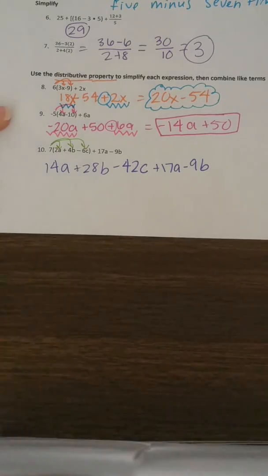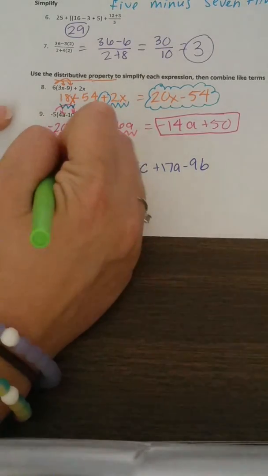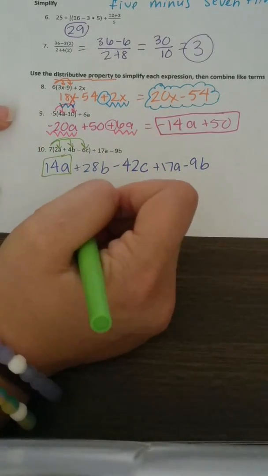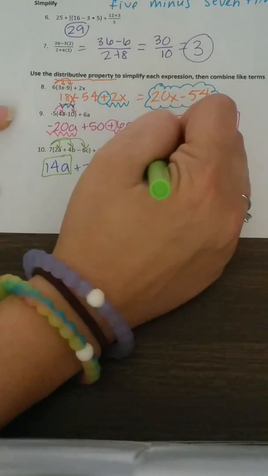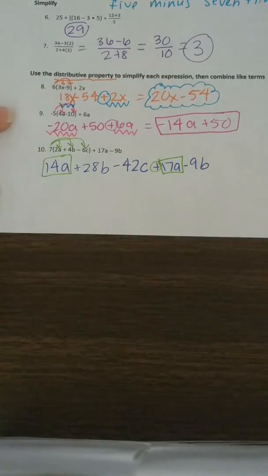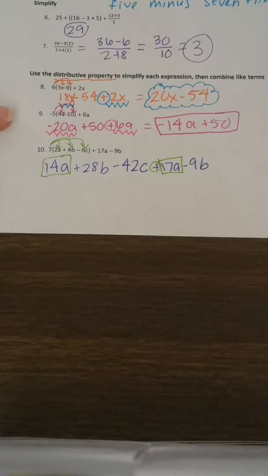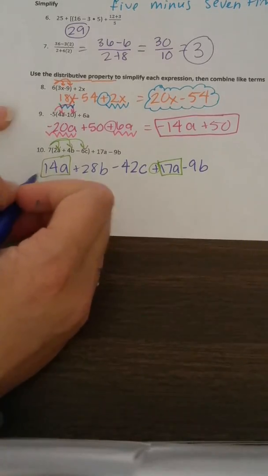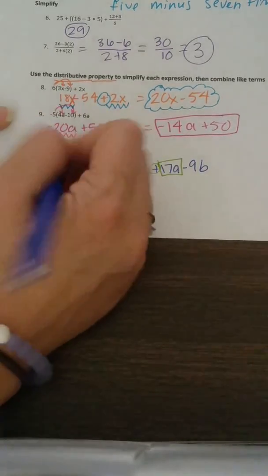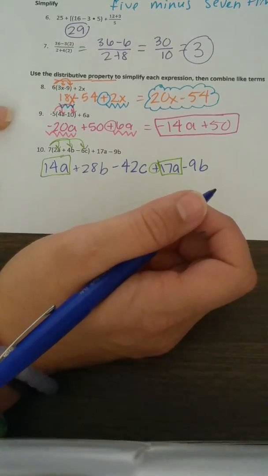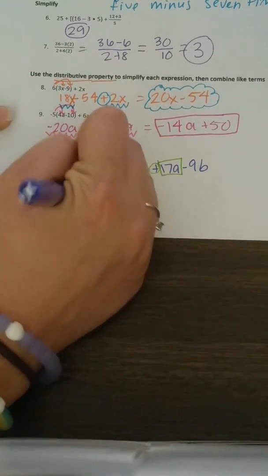So we're going to start with our a. Please listen, we're going to put a box around our like terms. What is like 14a? 17a. So let's put a box around 17a. And what are we going to do to those two numbers? Add them. Why? Because what sign is in front of 17? Plus. All right, what's 14a plus 17a? 31a.